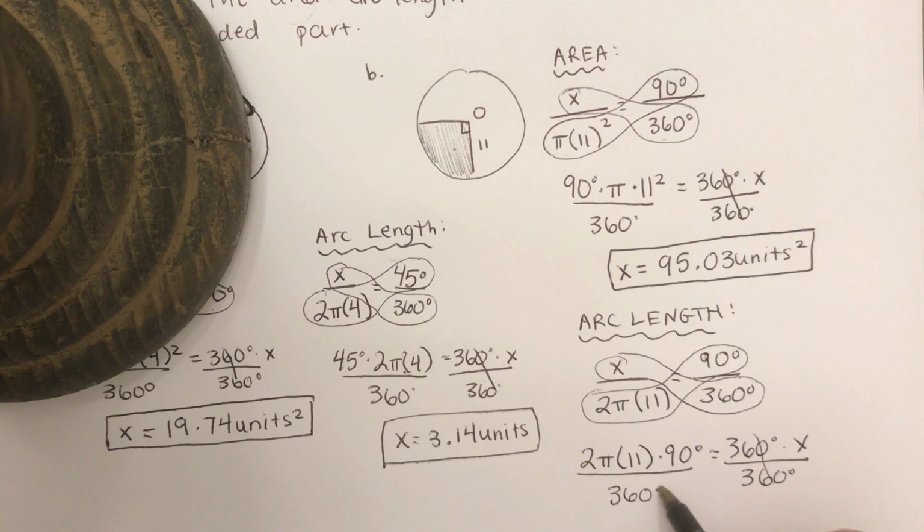Again, these are not necessarily very difficult problems to solve because you guys are really good at cross multiplying. We've done a lot with that this year. The hardest part is just making sure you're using the right formula, whether it's circumference or area, and then making sure that you use the right central angle. You kind of put everything in the right place. So this is going to give us an arc length of 17.28 units.